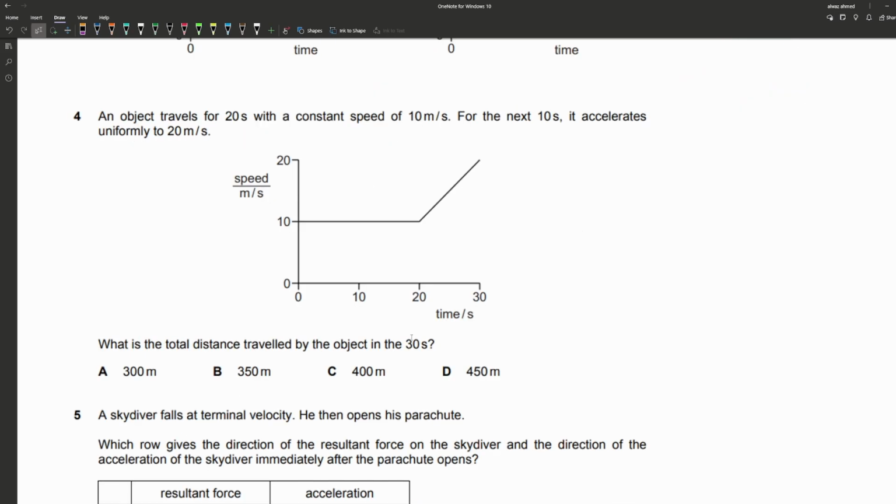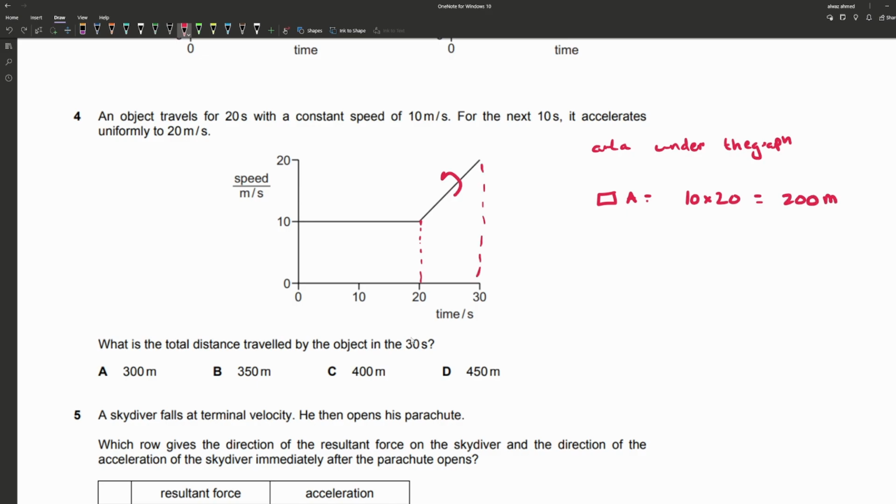Our next question says an object travels for 20 seconds with a constant speed of 10 meters per second. For the next 10 seconds it accelerates uniformly to 20 meters per second. What is the total distance traveled by the object in 30 seconds? So the total distance is the area under the graph. Now we're going to calculate the area under the graph. To make this question a bit easier, I'm going to divide this in two parts. First we have a rectangle, so the area of the rectangle is 10 multiplied by 20, so I get 200 meters here.